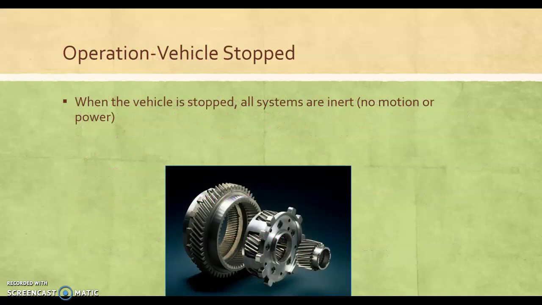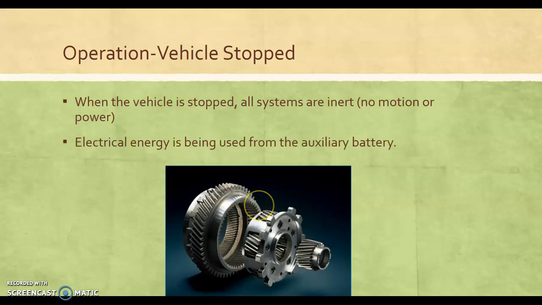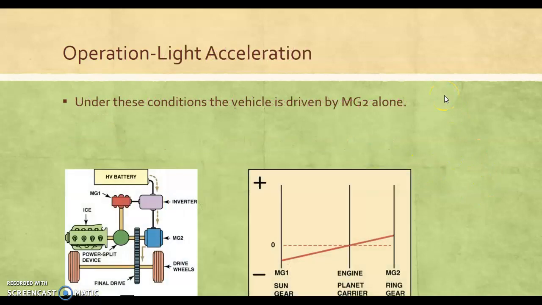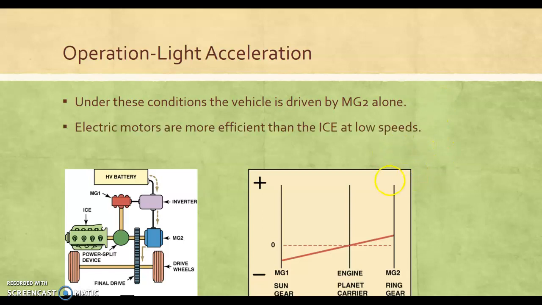When the vehicle is stopped, all systems are inert, no motion, no power. Electrical energy is being used from the auxiliary battery. And then under light acceleration, this is basically a nomograph from Toyota to show you how they blend together. If you look over here, this represents MG1, which is connected to the sun gear, the engine or ICE, which is connected to the planet carrier, and then over here, MG2 connected to the ring gear. This line has to be straight.